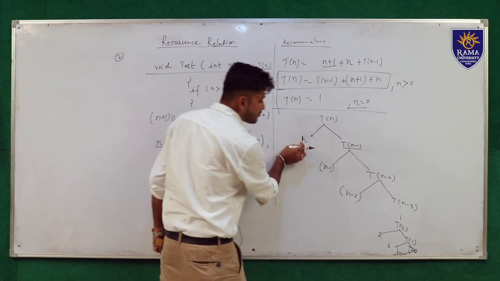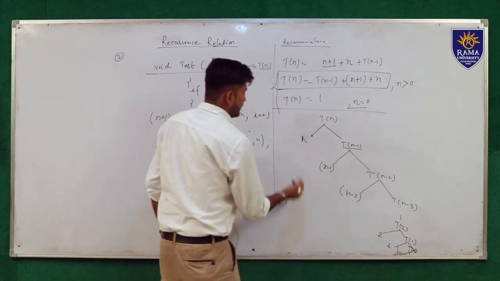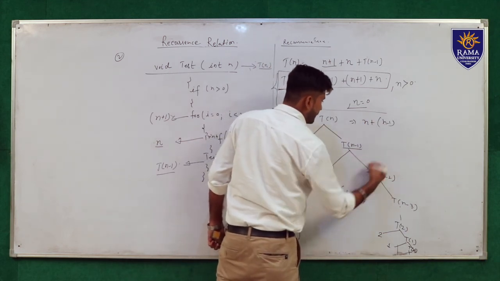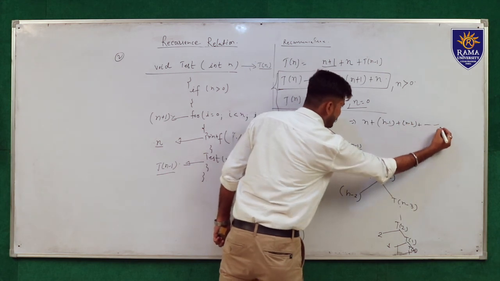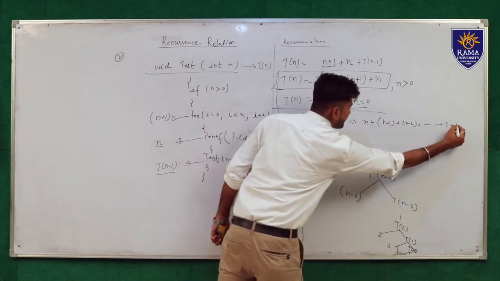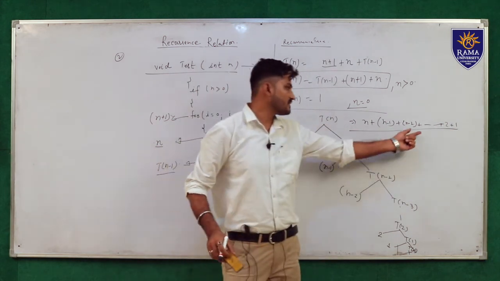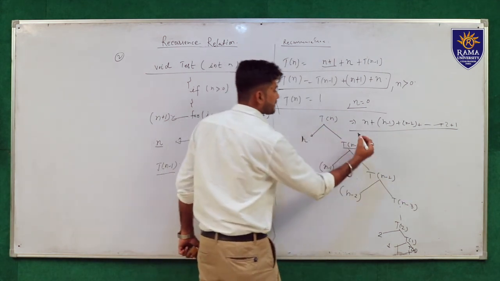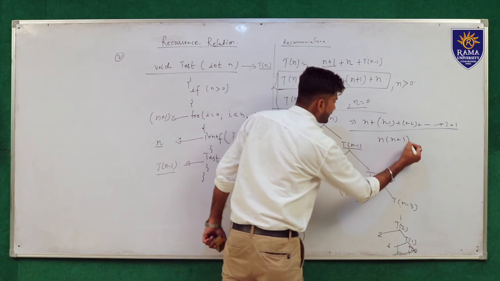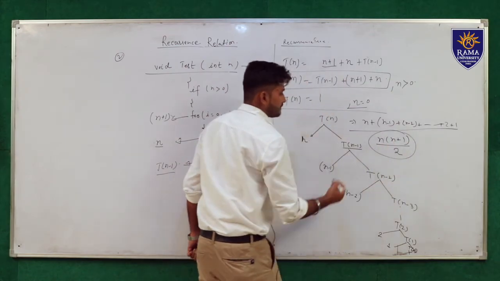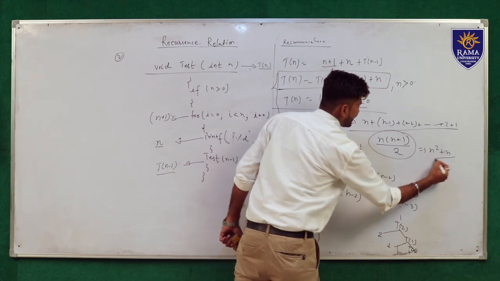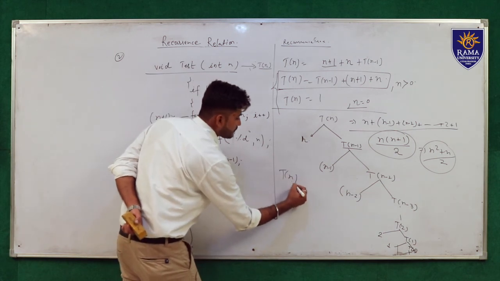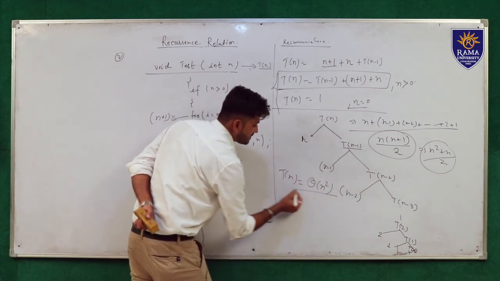So what is the total amount of time? The total amount of time is equal to n plus n-1 plus n-2 and so on, down to 2 plus 1. This is the series. This is the series of n terms, the summation of n terms, and the formula for the summation of n terms is n into n plus 1 divided by 2, and this expands to n square plus n divided by 2. So what is the time taken for the given recurrence relation? Tn is equal to theta of n square. This is the quadratic time.